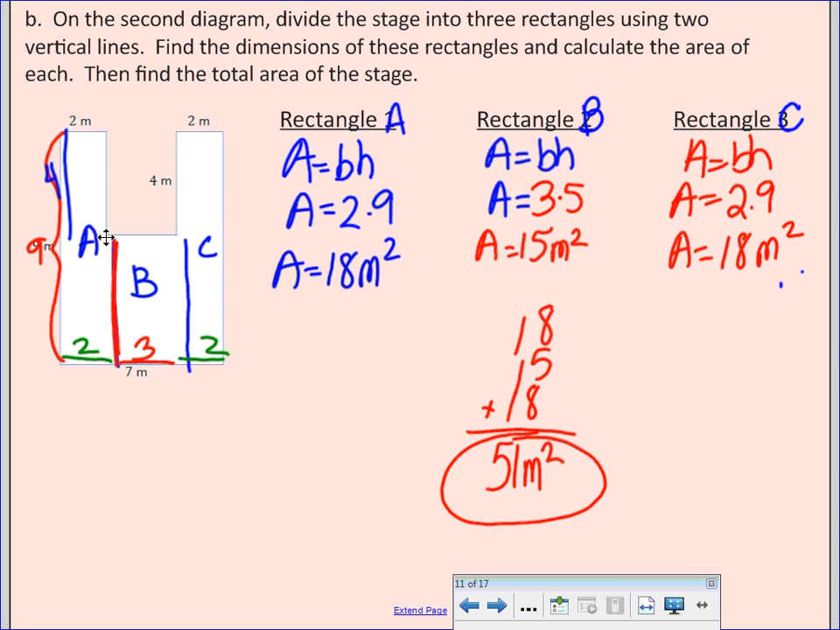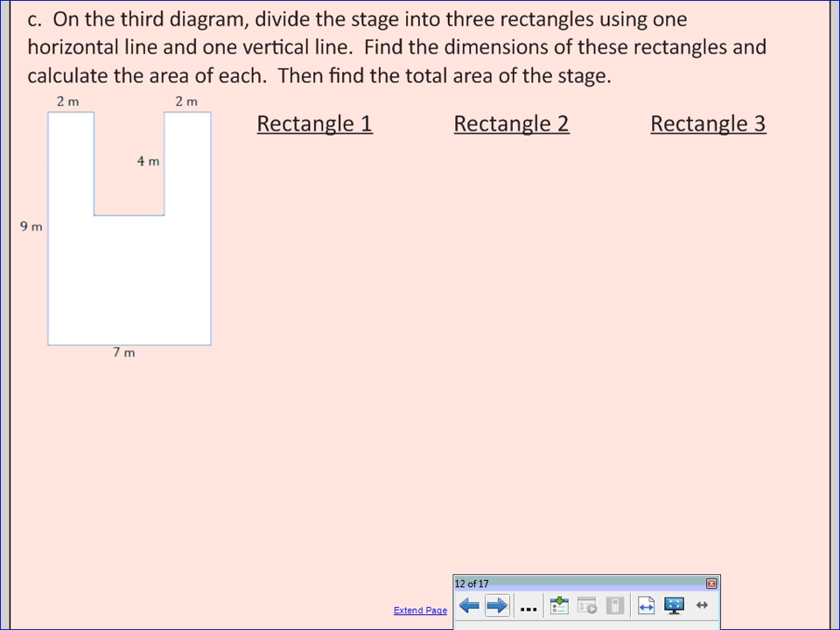All right. Let's take a look at C. Some people like horizontal, some people like vertical. Let's be fair and do one of each. Let's go crazy. So let's do one horizontal and one vertical. I still made 3 rectangles.